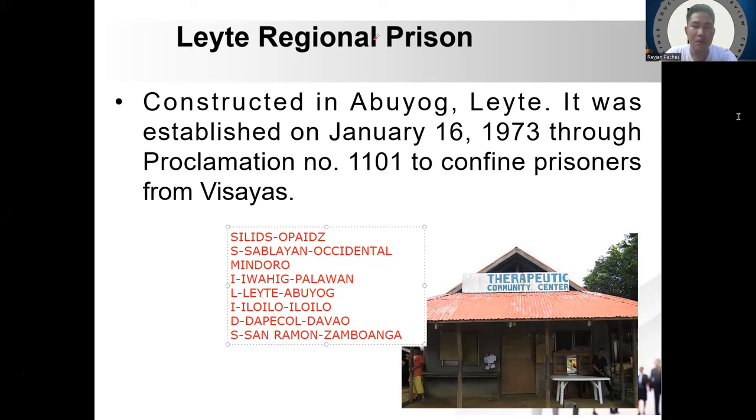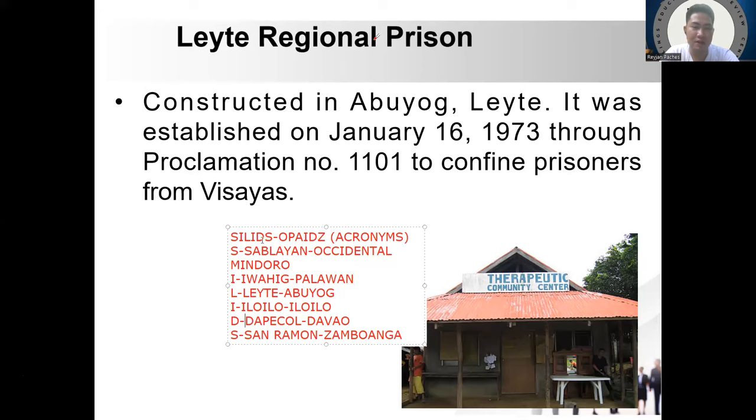So, ang tandaan nyo na acronym class is yung what we call Silids of Fates. Halimbawa, yung S that stands for Sablayan, of course, yung O that is Occidental Mindoro. Yung I that is Iwahig, while yung P, of course, matatagpuan natin yung Iwahig sa Palawan. Yung L that stands for Leyte, matatagpuan natin sa Abuyog. Yung I that stands for Iloilo, then of course sa Iloilo province.